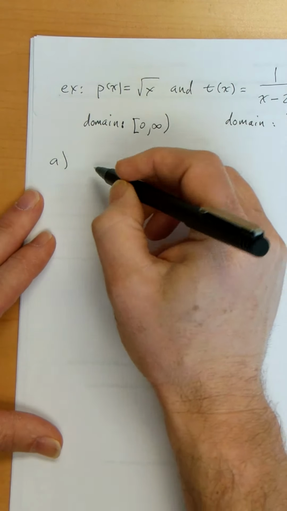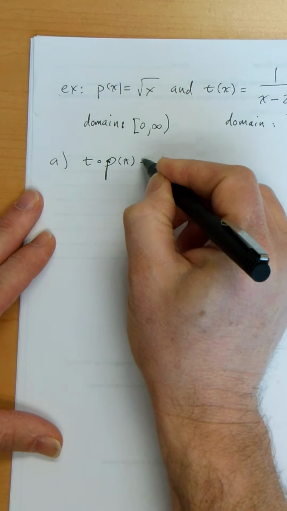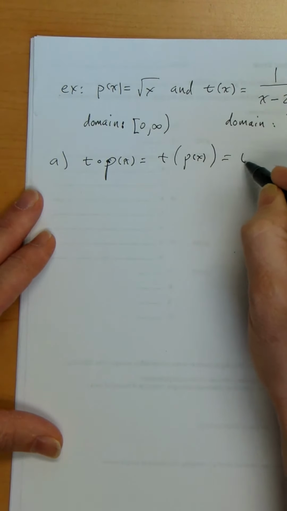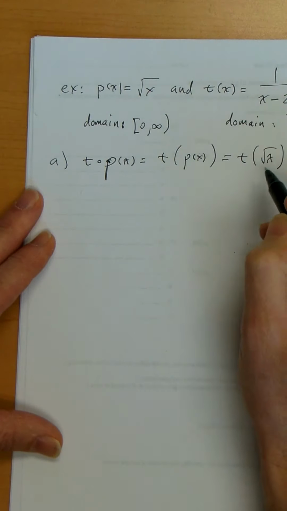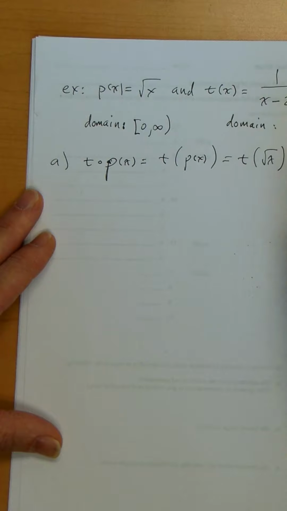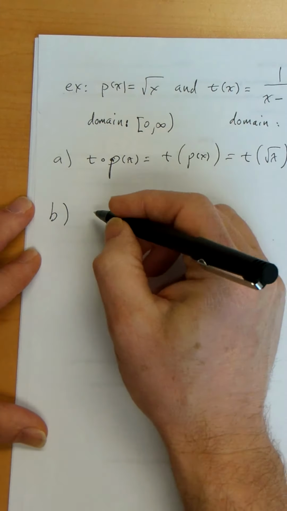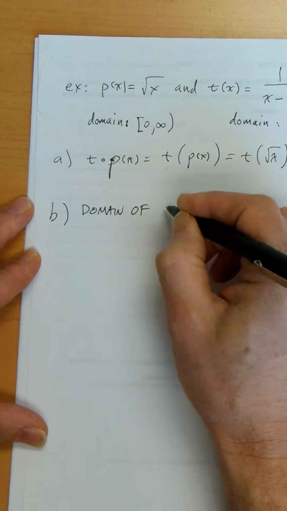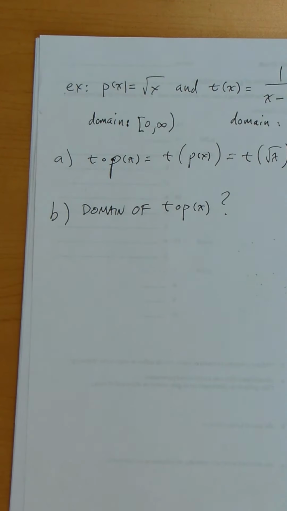Okay, so let's first of all, kind of reviewing what we were doing before, find t composed with p of x. And again, write the definition step. Then look at what the inside function is, t of radical x. Then input that into the t function to get 1 over radical x minus 2. And then part B, as my math lab will ask pretty often, find the domain of the composition.